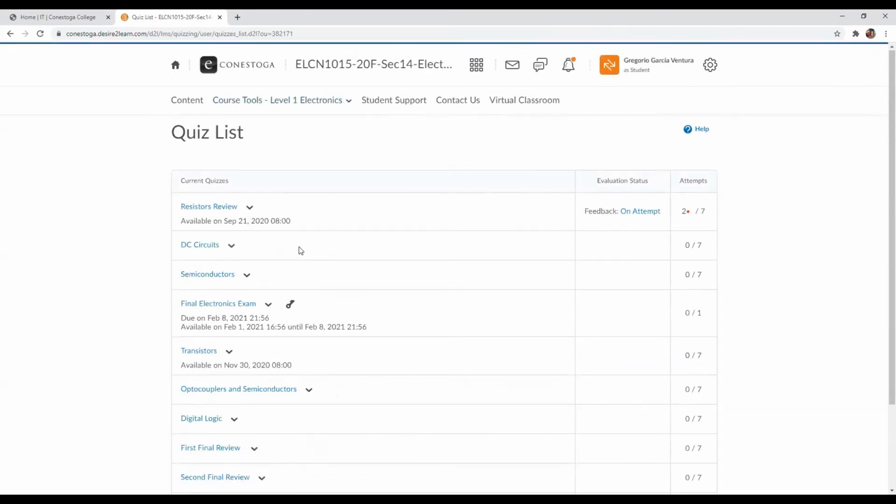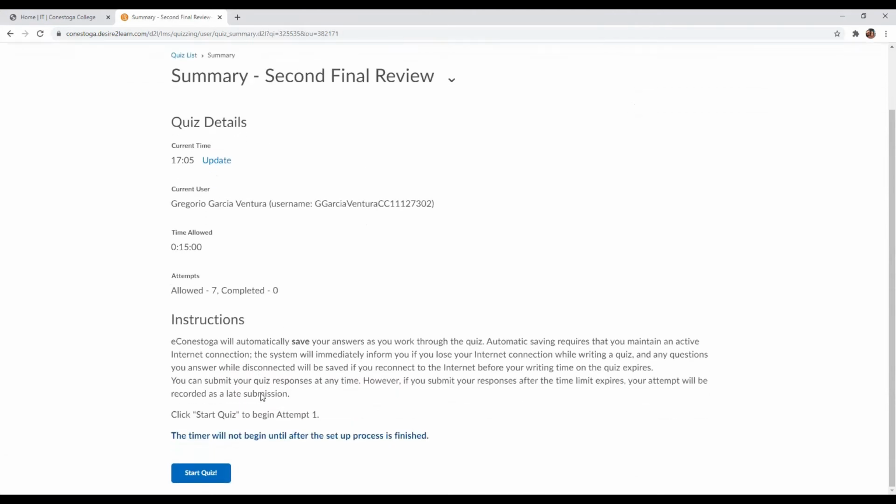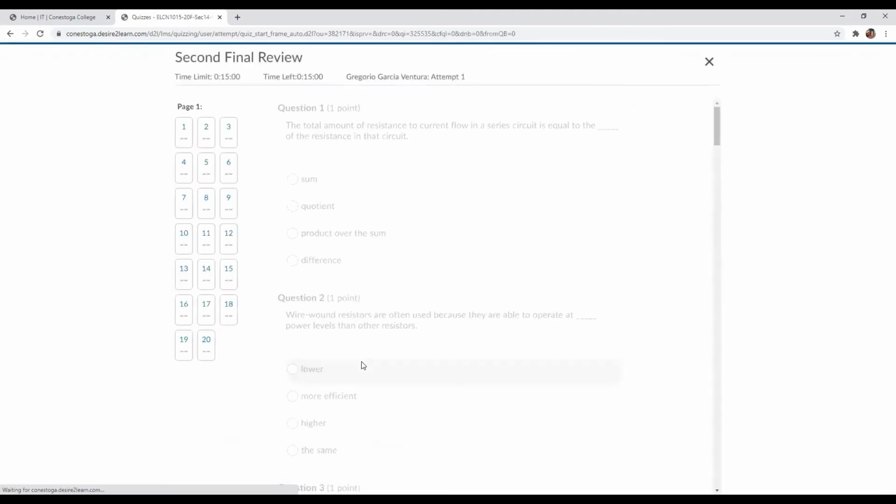And then right there, you are going to be able to see something which is called second final review, third final review, and fourth final review. So for all these quizzes, you have 7 attempts, as you can see right there on this column. So when we click on the second quiz, which is for the final review, you are going to click Start Quiz, and you are going to go through the 20 questions. So let's do a few questions together.